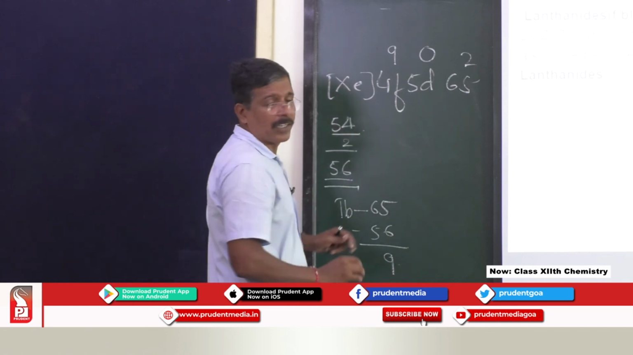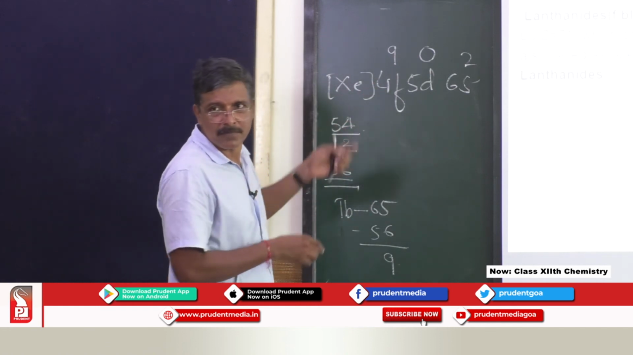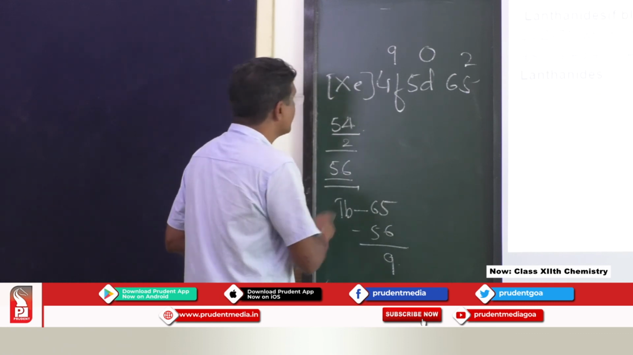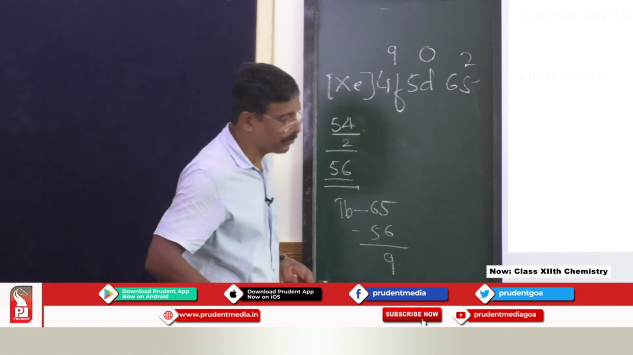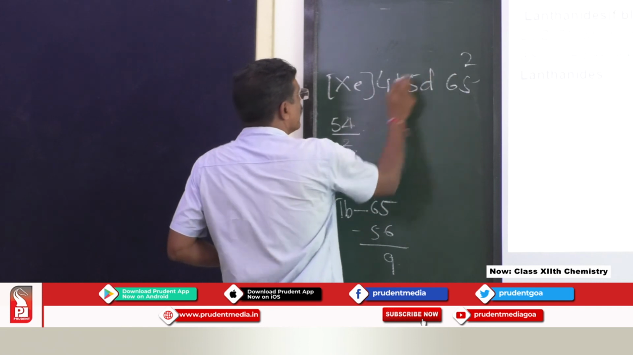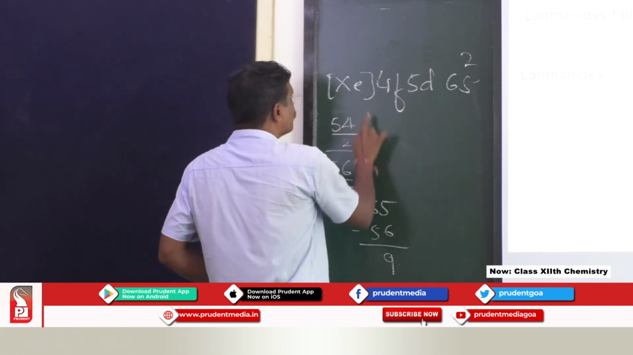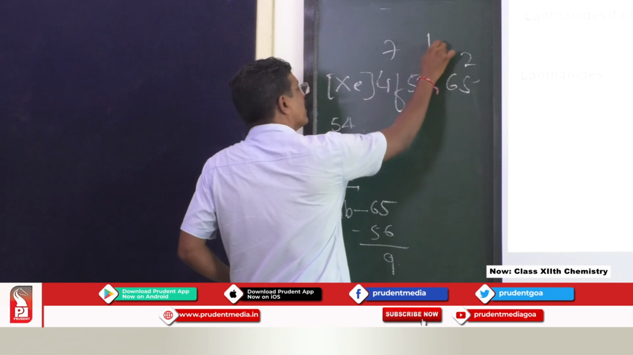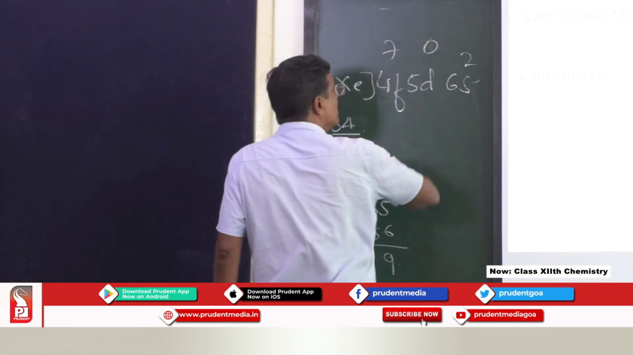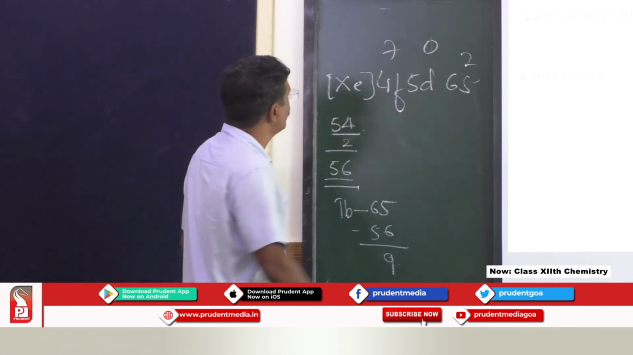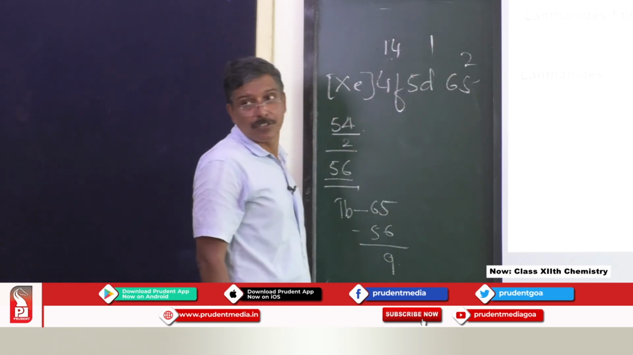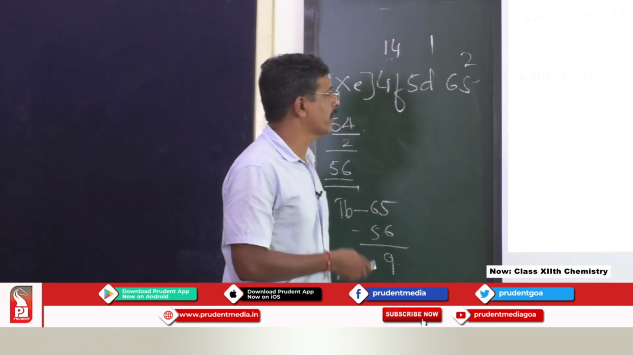Suppose it is 10, then 10 and 0. If it is 11, then 11 and 0. The only thing you have to take care of is that if the difference after subtracting 56 comes to 8, then you make it 7 and 1. If it is only 7, you make it 7 and 0. If the difference is 15, you make it 14 and 1. This is to be taken care of, as they are more stable electronic configurations.